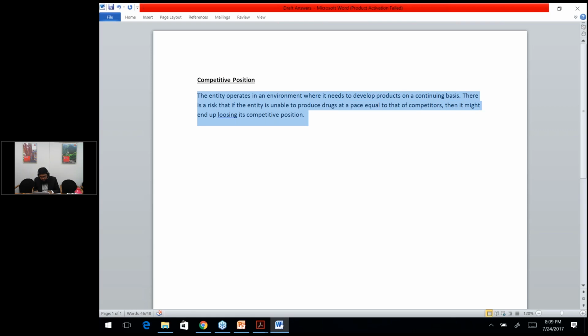So you draft the answer this way, and it has to be very, very simple. It should not be very complicated. You should write to the point: what is the risk and why is it a risk.